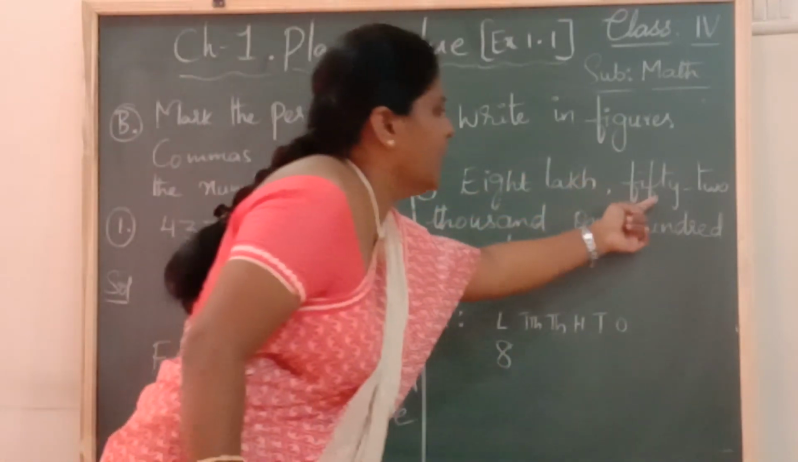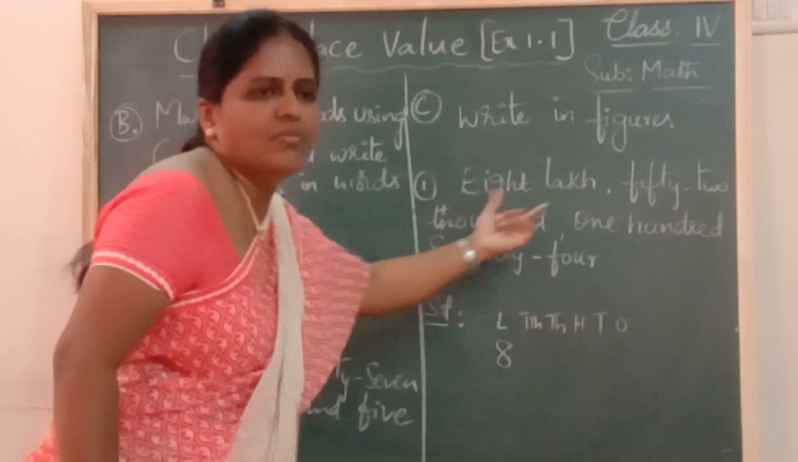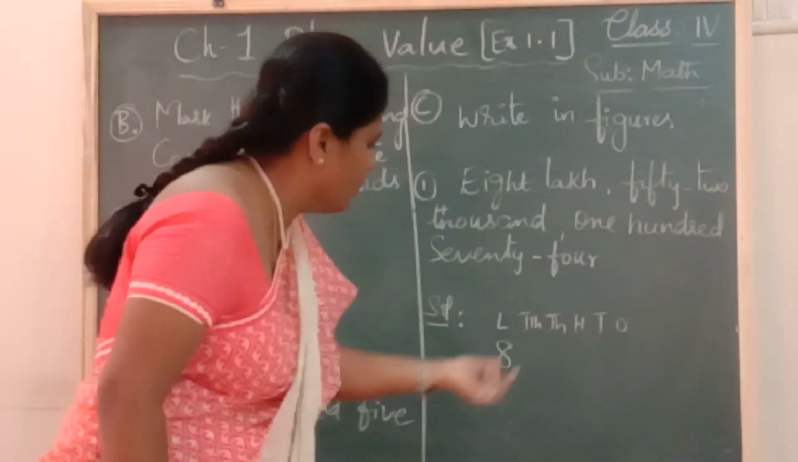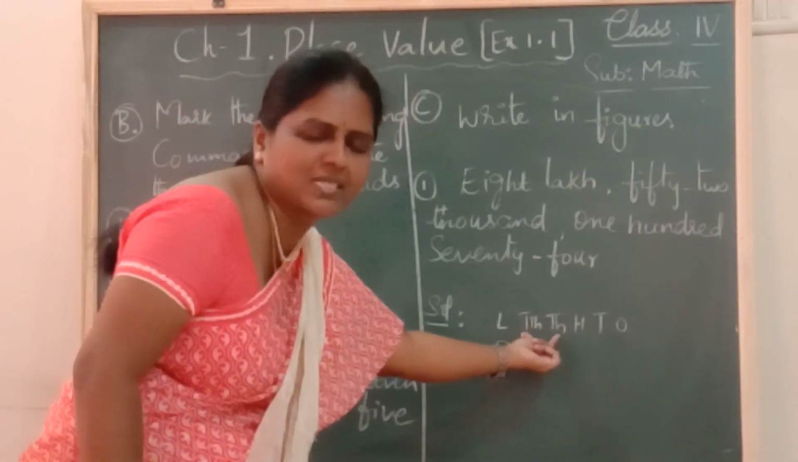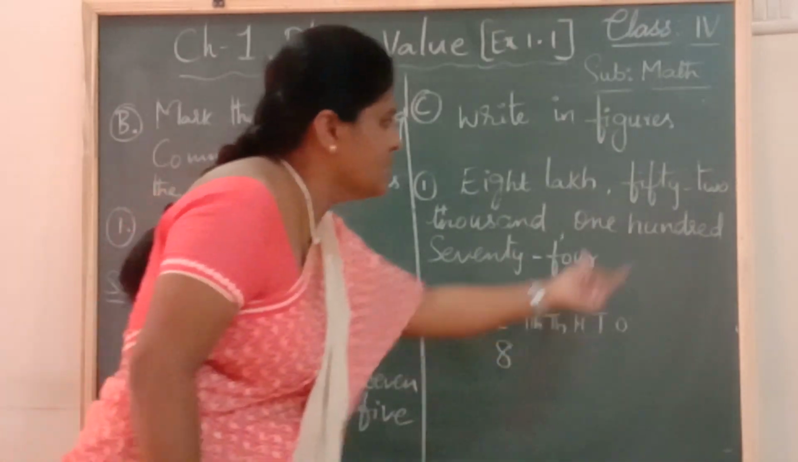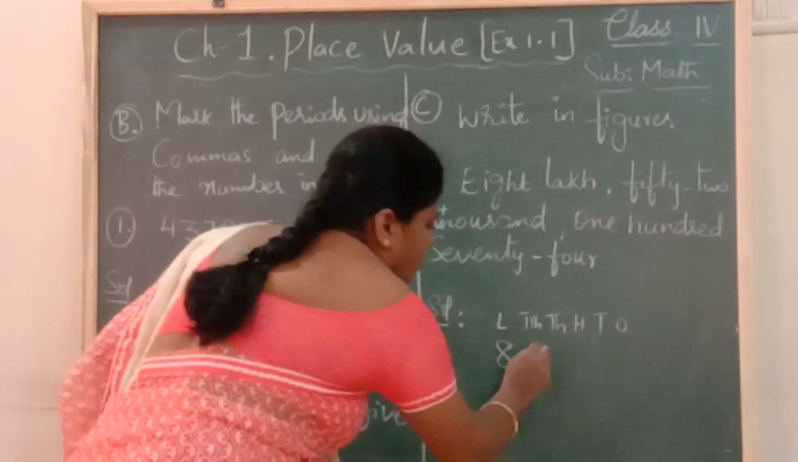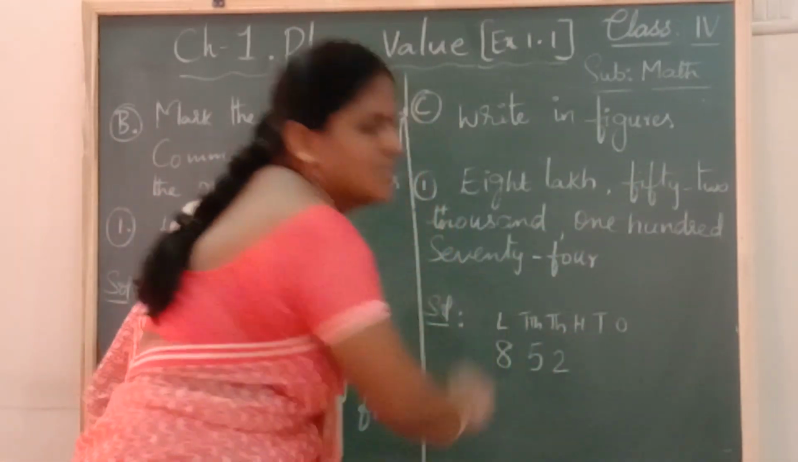Next, 52,000. So 52, 5 and 2. You know that in the thousands period 2 places are there, 10,000s and 1,000s. So 52, 2 digits now. 52 thousands.